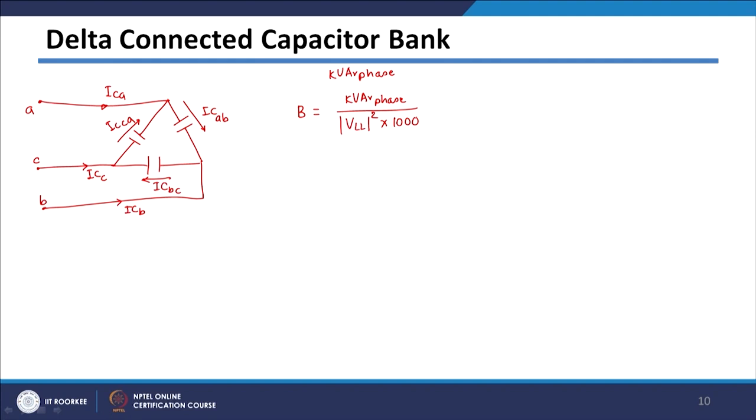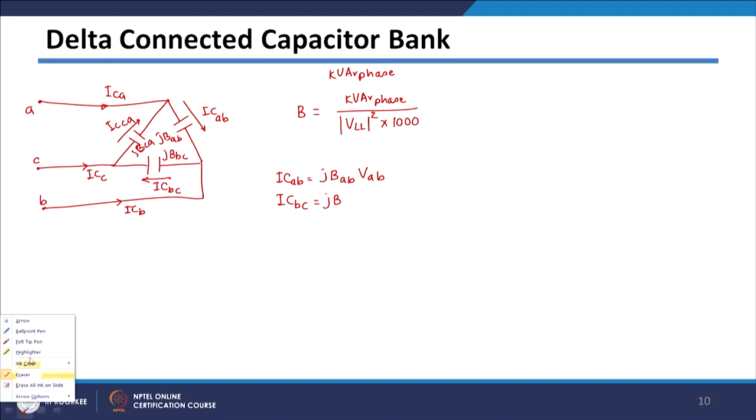Then by knowing the susceptance of each phase, I can write ICAB will be equal to jBAB, the susceptance BBC, and the susceptance BCA. So, ICAB is jBAB multiplied by VAB, ICBC will be equal to jBBC into VBC, and ICCA will be equal to jBCA into VCA.